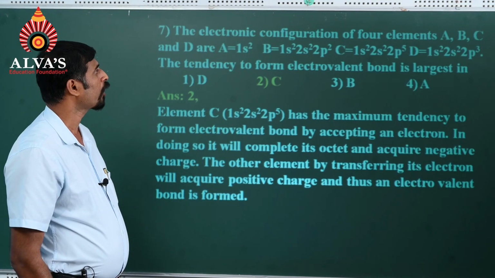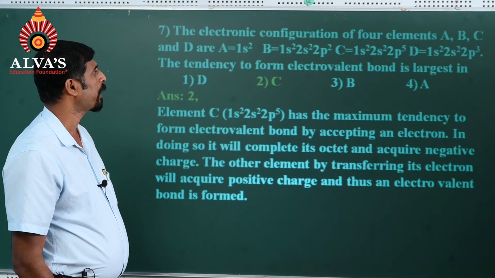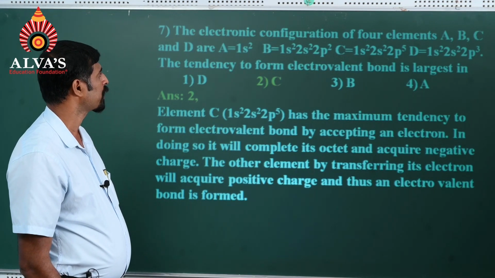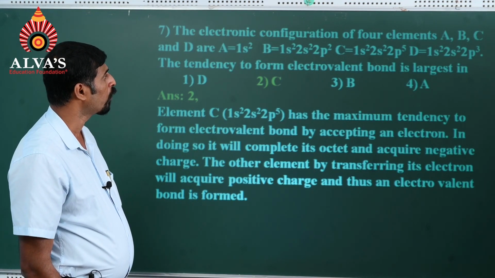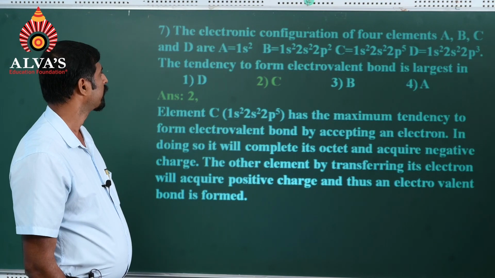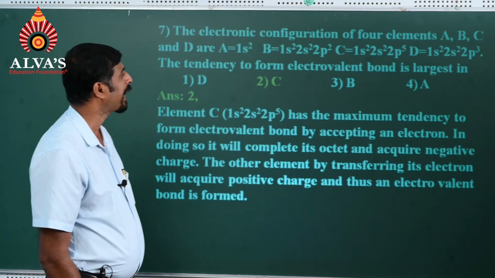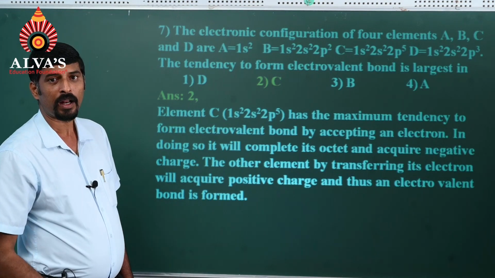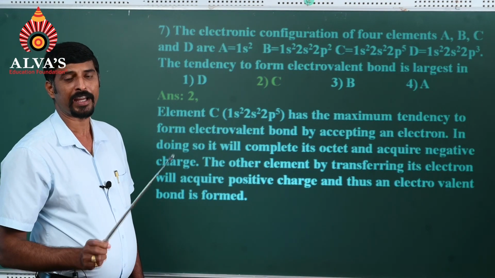The electronic configuration of 4 elements A, B, C and D are: A is equal to 1s2, B is equal to 1s2, 2s2, 2p2, C is equal to 1s2, 2s2, 2p5, D is equal to 1s2, 2s2, 2p3. The tendency to form electrovalent bond is largest in. Please remember, electrovalent bond means ionic bond.